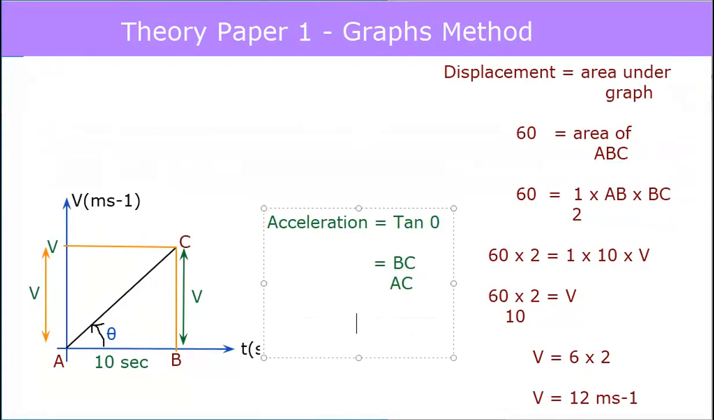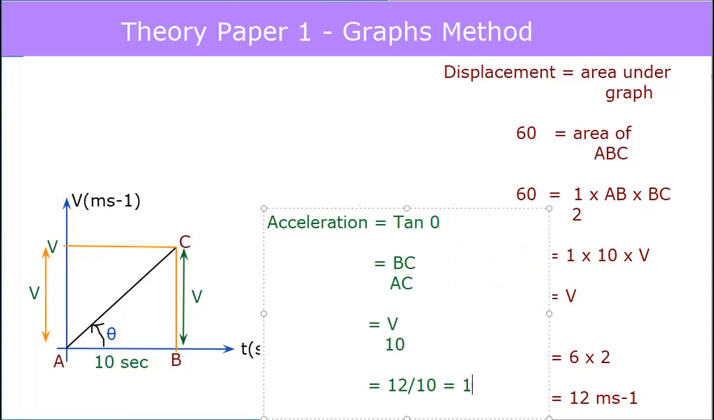So BC is 10. Sorry, what is BC, dear? Lamai? 12. Yeah, that is BC is V. AB is 10. We have found V as 12. Am I right here? We have found V as 12. So that is 12 divided by 10. So what is 12 divided by 10? 1.2, sir. So therefore, what is the acceleration? 1.2, right?